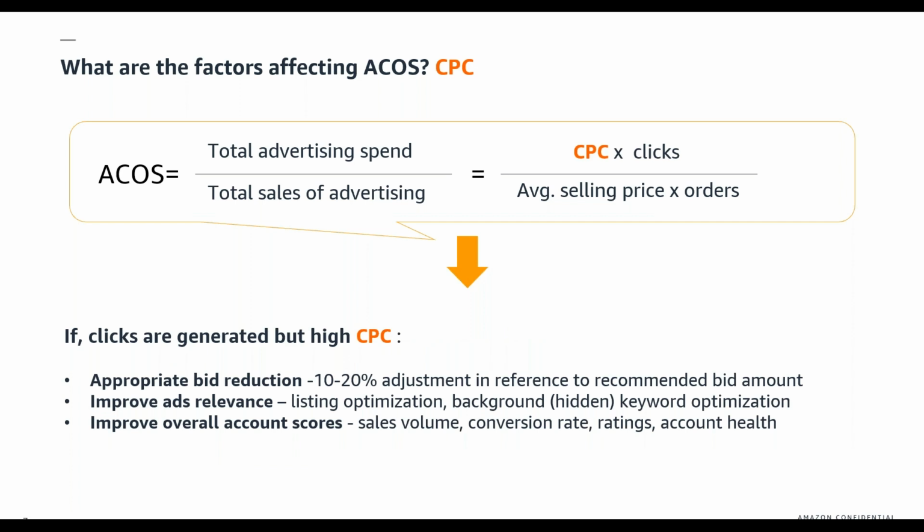So the first thing is how to affect CPC. If you notice that you are getting a number of clicks, but they have a very, very high cost per click, one of the things we recommend is to take a look at the recommended bid amount. For example, I'm currently bidding 40 cents on the keyword kitchen pot.